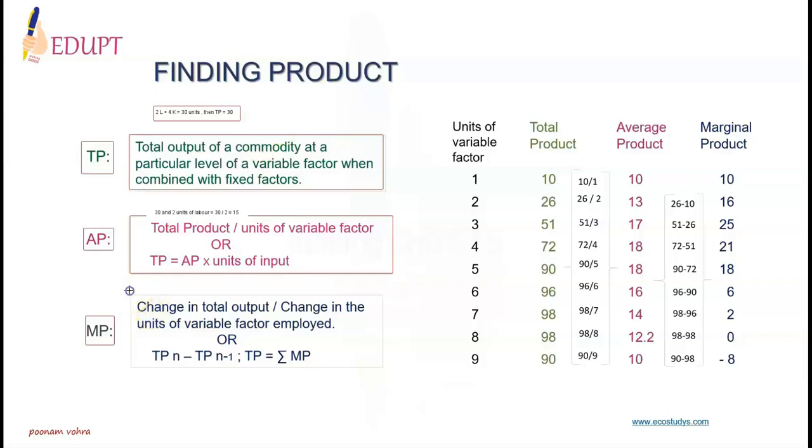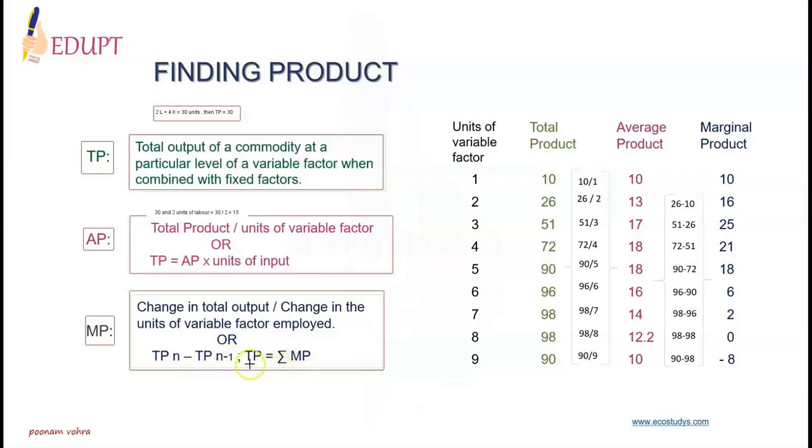Similarly, one can understand marginal product. It is change in the total output divided by change in the units of variable factor employed, or total product of n units minus total product of n minus 1 units.